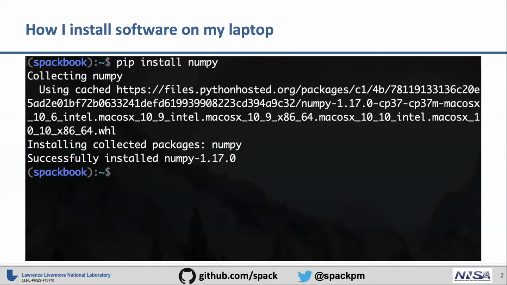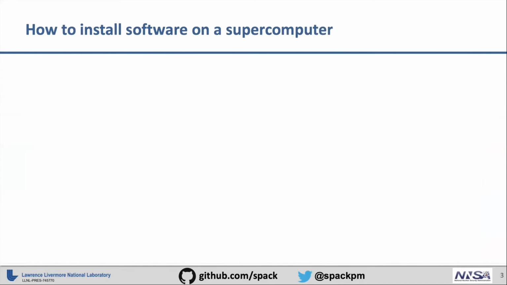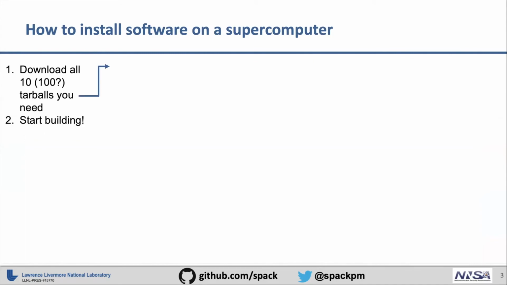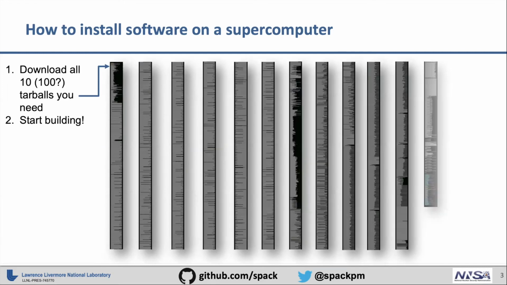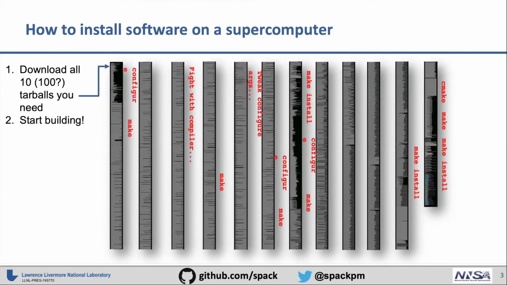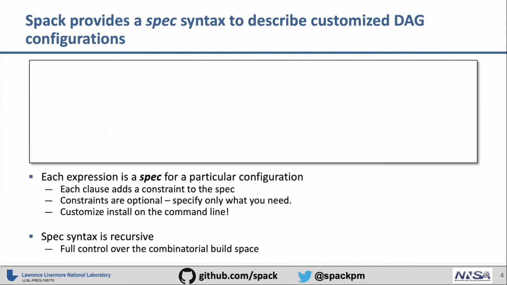But on supercomputers, this is what the installation process looks like. You have to download all 10 or 100 tarballs you need, start building, and then fight with configure and make install and all of those things for a long time. Run the code, and then it seg faults, and you start over. So the idea with Spack is that you can install lots of different configurations of software easily.